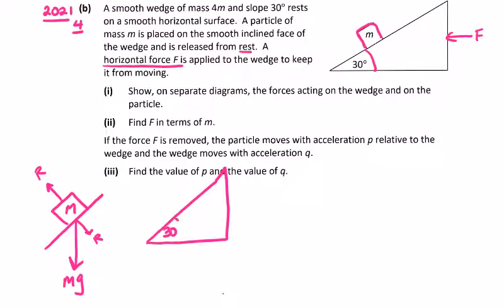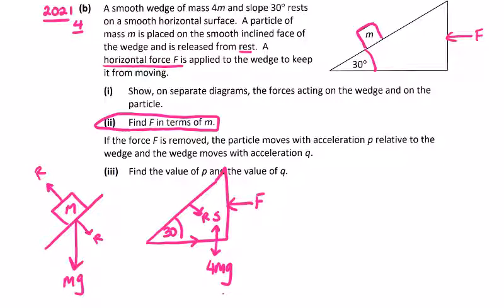with an angle of 30. We have a reaction R coming down this way. We have another reaction between the wedge and the surface, which we'll call S. We have 4mg coming down, its mass, and we have this force stopping it from moving. Let's see, we're asked to find F in terms of m. So F has to be equal to, if it's not moving, whatever's going on in this direction.